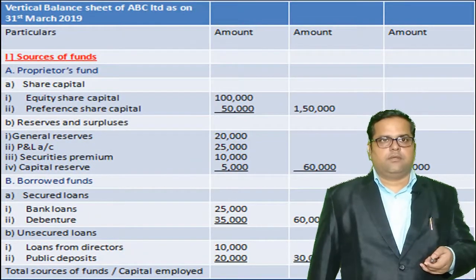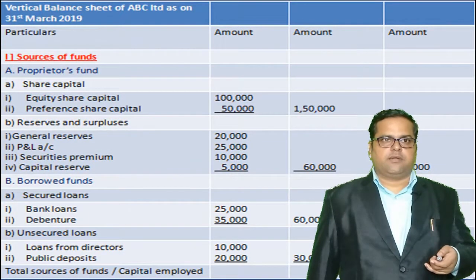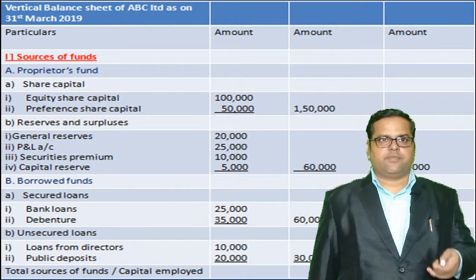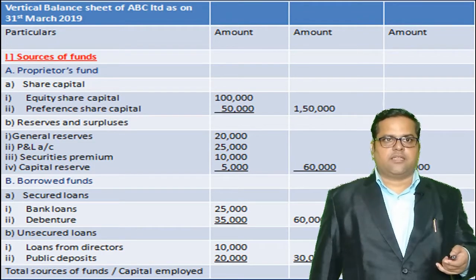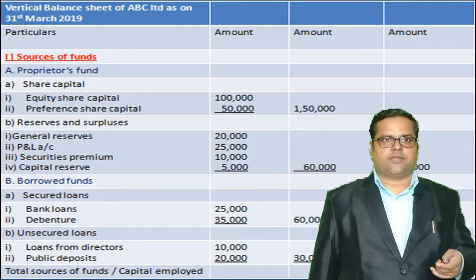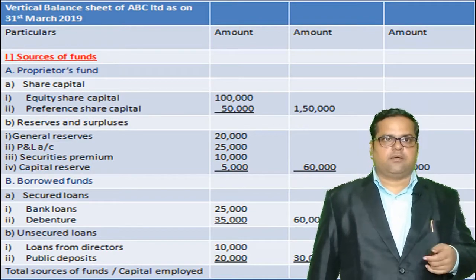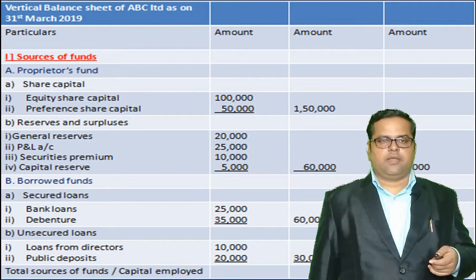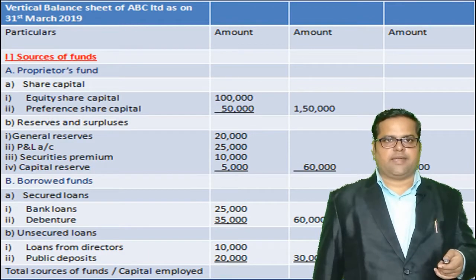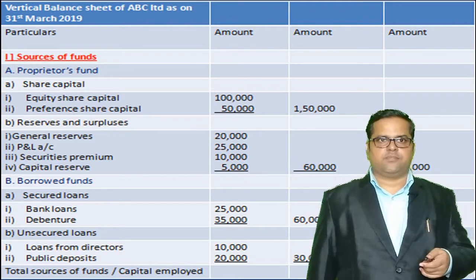Okay students, all the previous items we had done the markings. Now we will begin with the sources of funds. Below that heading will be proprietors fund, and below that subheading will be share capital. Under share capital we have already marked two items as SC. Now we will write those two items here, equity share capital and preference share capital. We will put the amount in first column and take the total to second column.